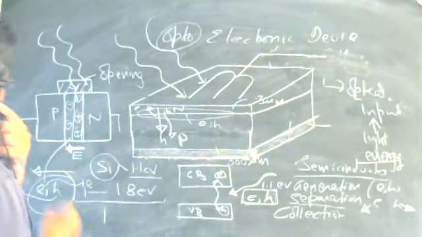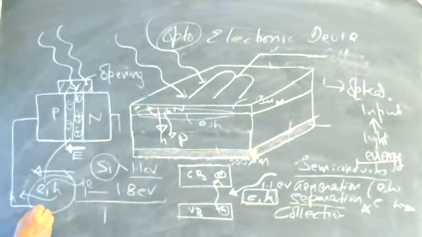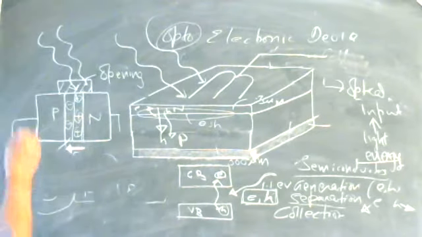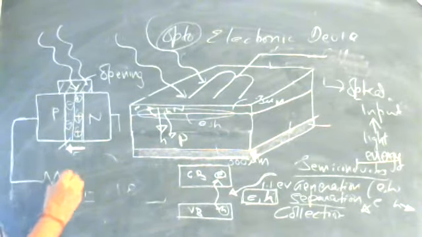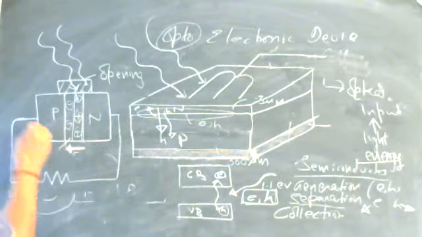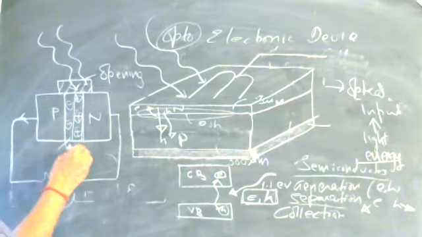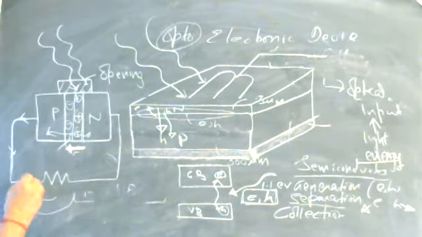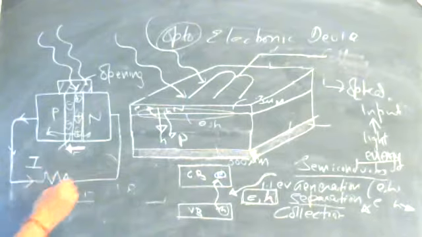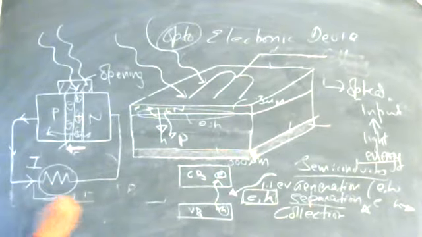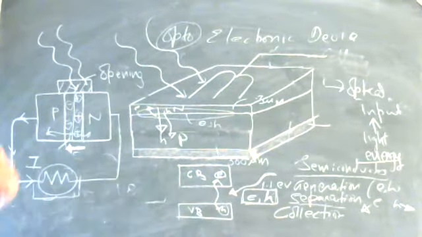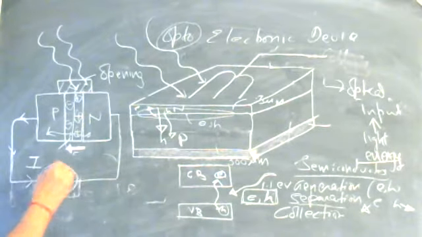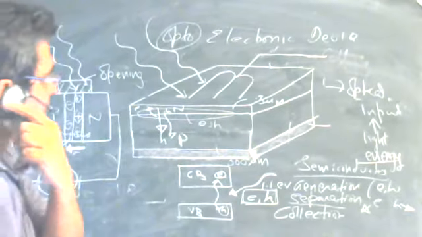When you connect it to a load, to a circuit, the current flows. That is, the holes which have come to this side, electrons come to this side, result in generation of current, and there is a voltage drop across the resistance. So you can generate power using a combination of a large number of solar cells.